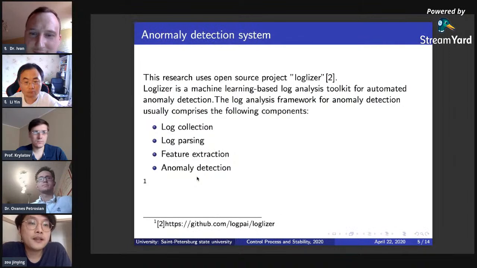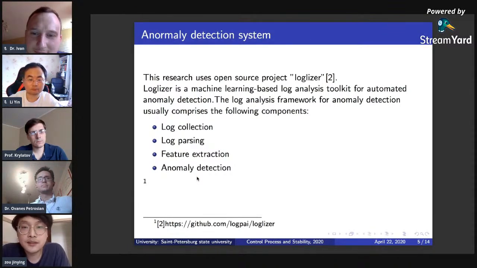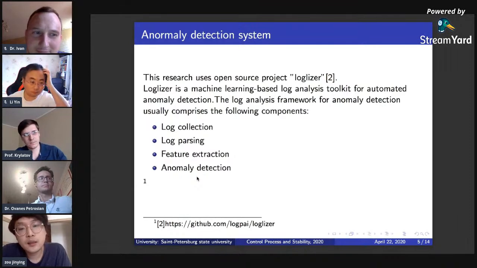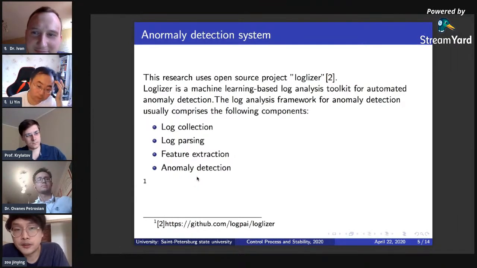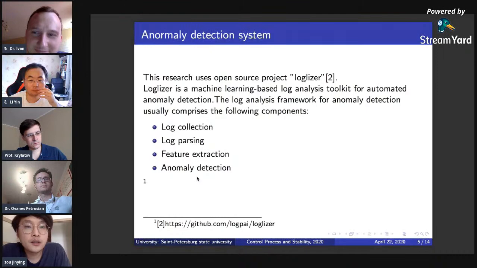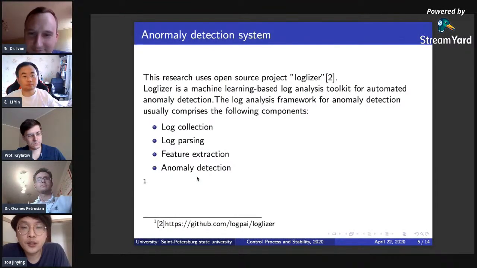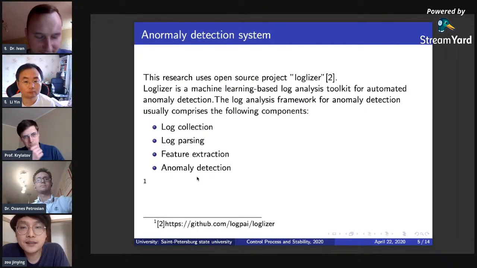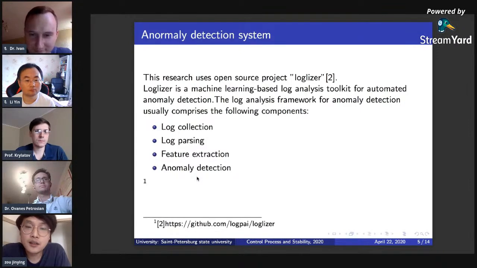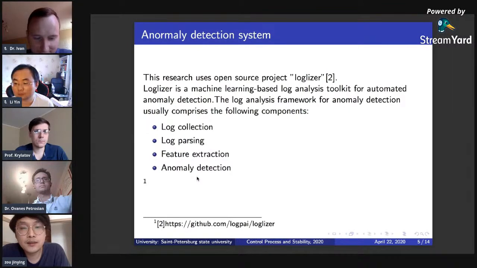So first, what is an anomaly detection system? Such applications are usually used to predict whether a signal or log is an anomaly or not. In our case, we're using an open source project named Loglizer to analyze the computer system, and the input data is the log information.